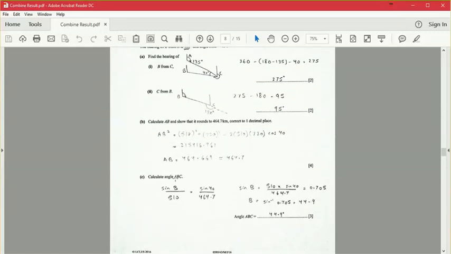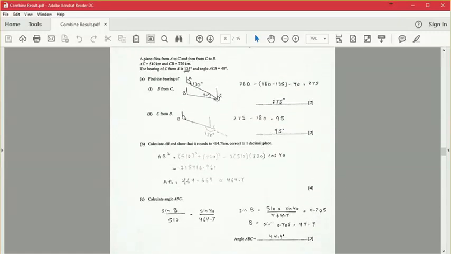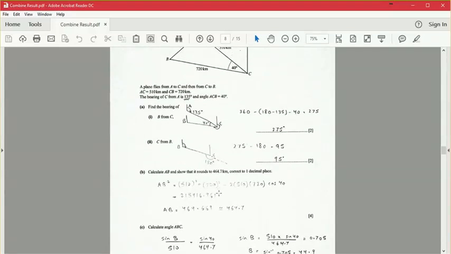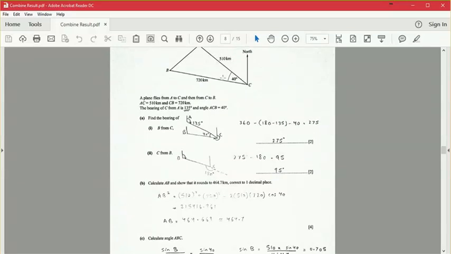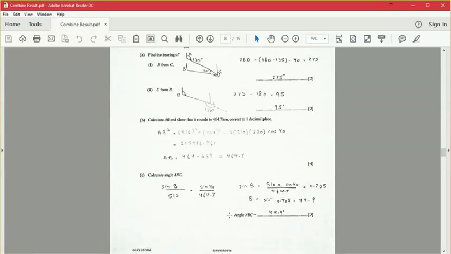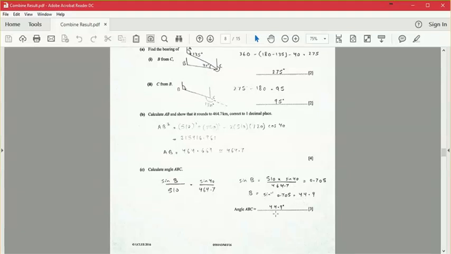Then calculate the angle ABC. Well, it's easy. ABC, you want this angle. So we know the length of this side and its angle, and we know the length of this side AC. So we'll use the sine rule, which is sine B over 510, the length of AC, the opposite length, equals sine 40 over 464.7. To get the answer, B is 44.9 degrees.